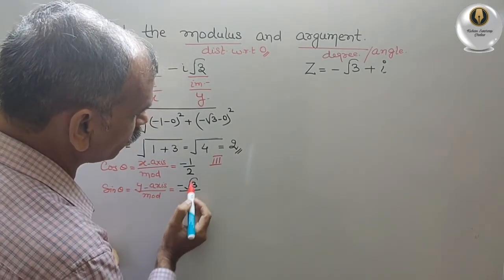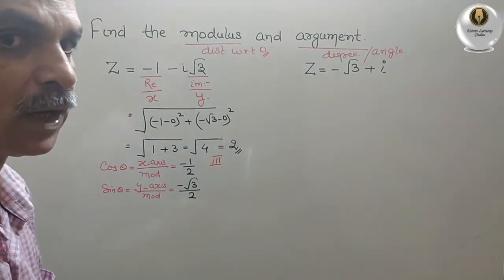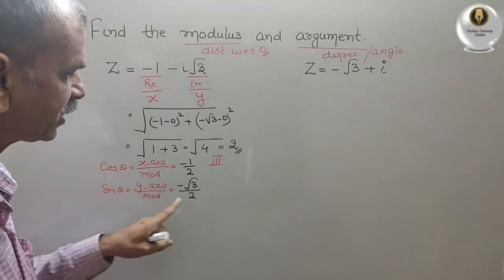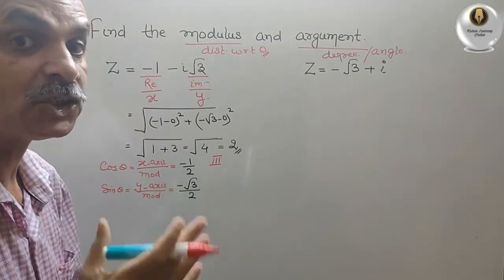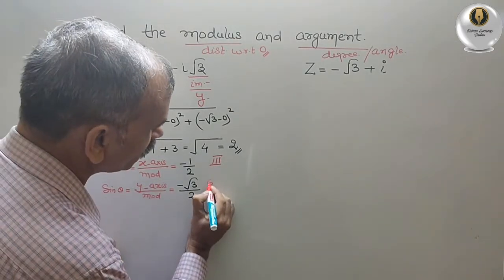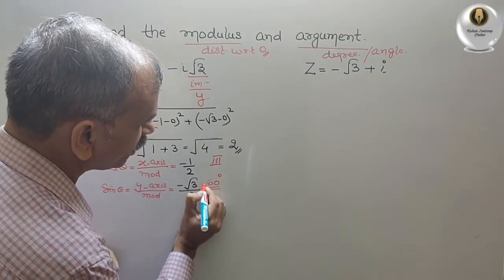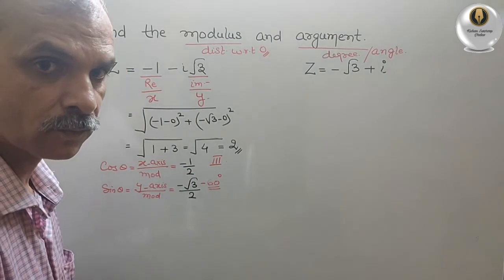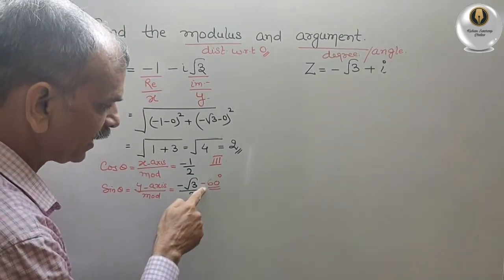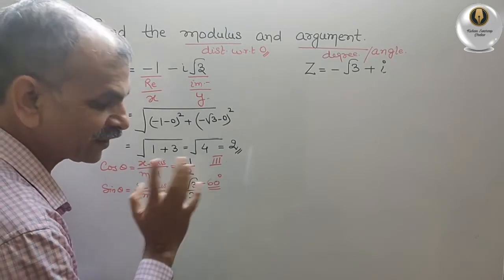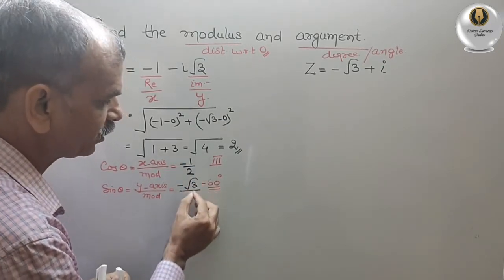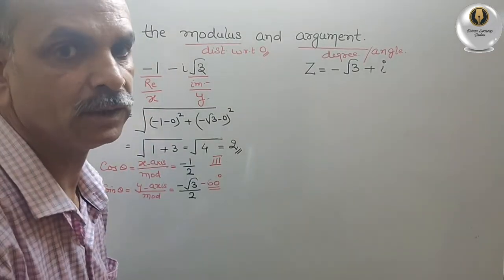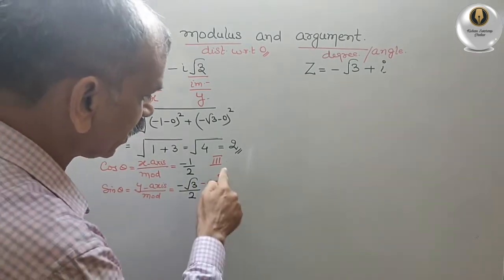Now you can check the value of this. 1 by 2, where does it lie, and root 3 by 2 in sine, where does it lie? At 60 degree. So this is minus 60 degree and this is also minus 60 degree. Root 3 by 2 is minus, and this is the value for 60 degree. Both should be minus, so it will be in the third quadrant.